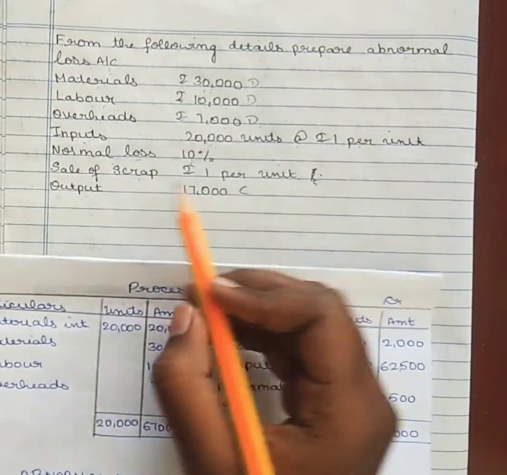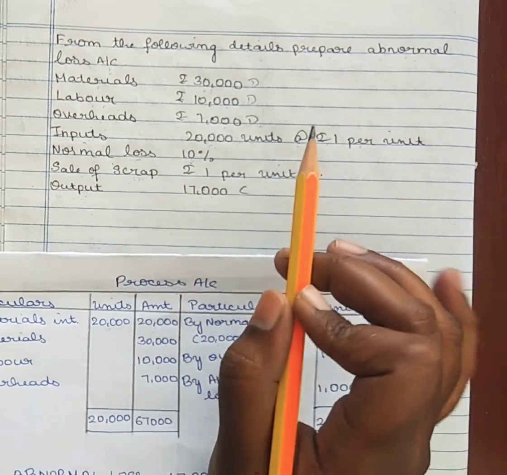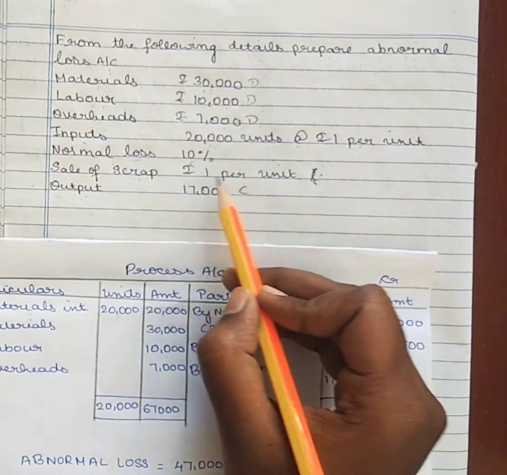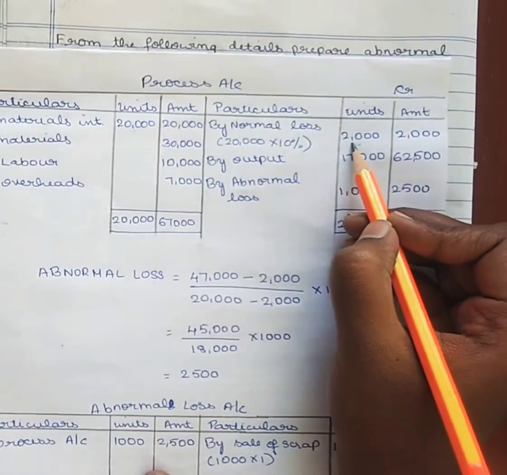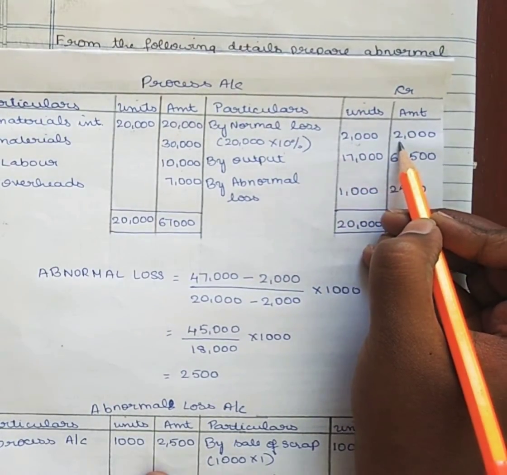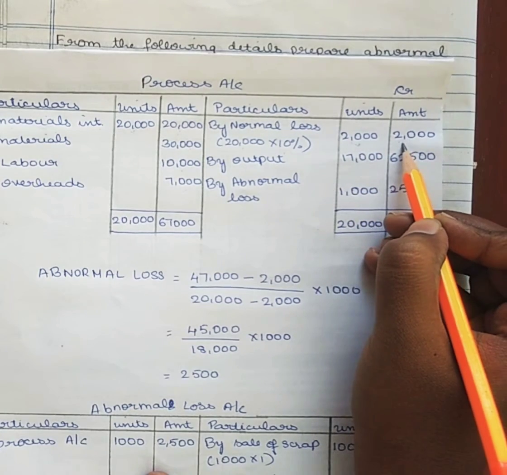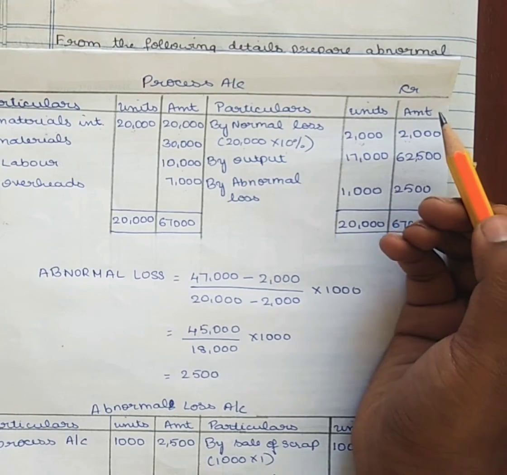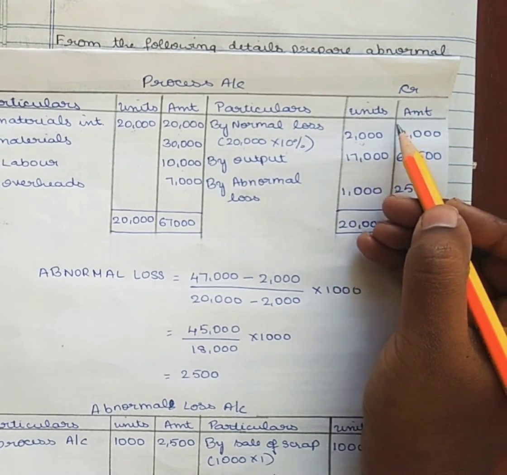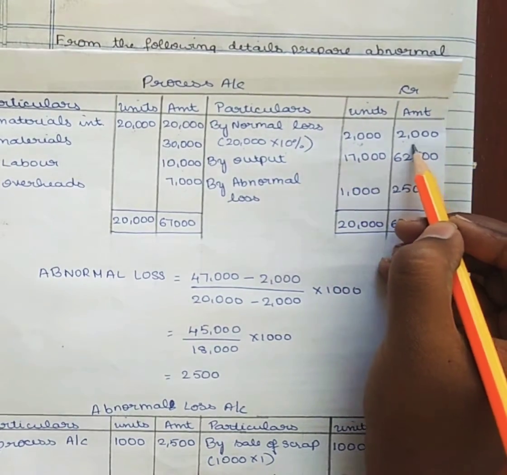Now again they are telling sale of scrap. Scrap value is nothing but the loss value, rupees 1 per unit. That means this 2,000 is sold at rupees 1. So 2,000 into 1 will give you 2,000 itself. See, if in case they are telling the value of scrap is 2, 2,000 multiplied by 2 will be 4,000. That amount will appear here.